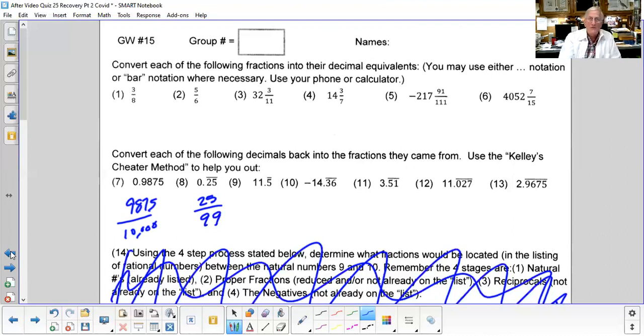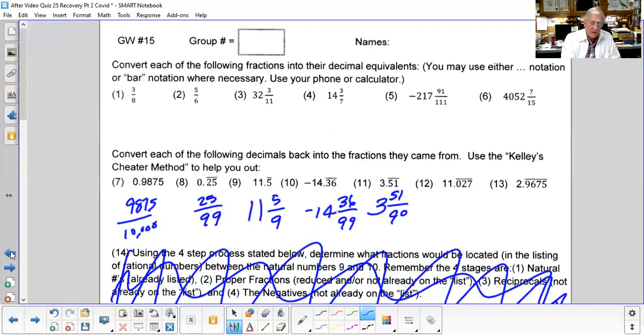For 11.5 bar, you put the whole number down. How many digits are repeating? Just one, the 5. You stick it over 9. 11 and 5/9 is the fraction or rational number that 11.5 bar came from. This one, you put down your -14. There's 3 and 6 repeating together in a group. So you put 36 over 99. And of course, that reduces to 4/11. All right, but you don't even have to reduce it. Just give me that answer. I am pleased.